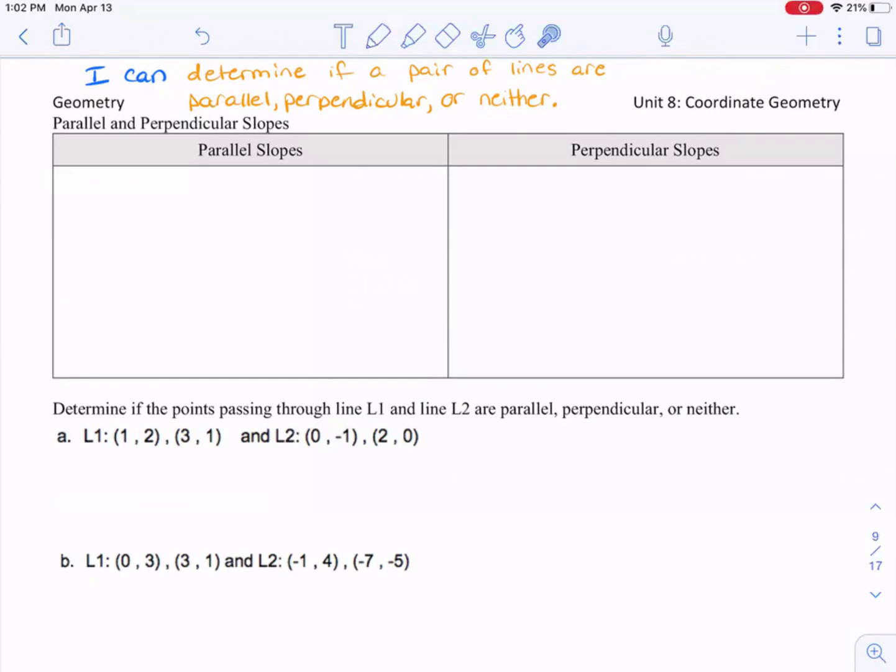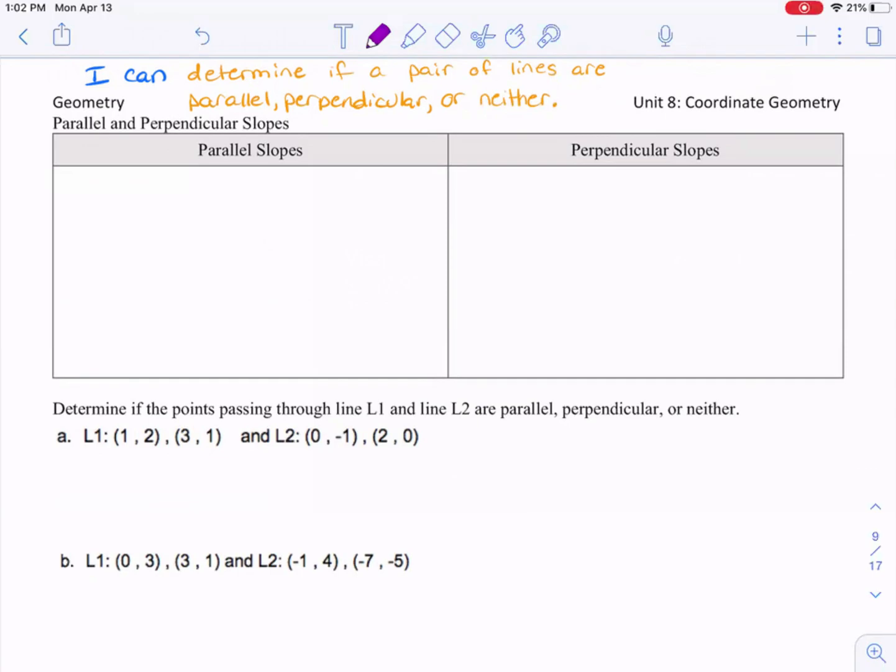Each day, just like when we were in class, we will have our learning target. Today's learning target is for us to be able to determine if a pair of lines are parallel, perpendicular, or neither. So let's recall some of the things that you have either learned with us or in previous classes about what parallel slopes look like and what perpendicular slopes look like.